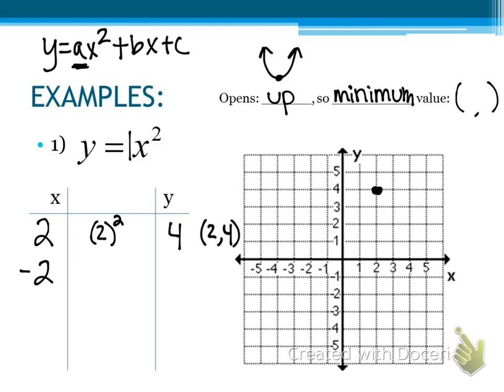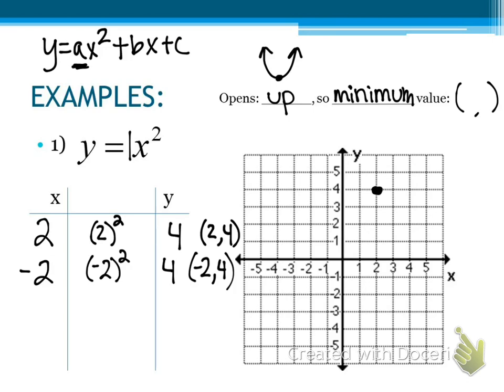We have to be careful when we plug in negatives that are getting squared, that we put that number inside of parentheses to square it. If we square a -2, what do we get? A +4. Remember, a negative times a negative equals a positive. So a negative number getting squared comes out positive. So we've got the point -2, 4.